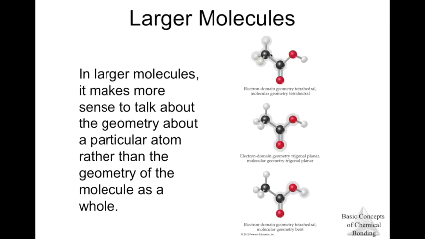So if we're looking at this particular one, the electron domain would be tetrahedral, and there's no unbound pair. So again, the molecular geometry would be the same. This guy here would have a trigonal planar electron domain geometry, same thing for the molecular geometry. But if we're looking at this one here, electron domains would be tetrahedral, two unbound pairs, but the actual molecular geometry around that one would be considered bent.